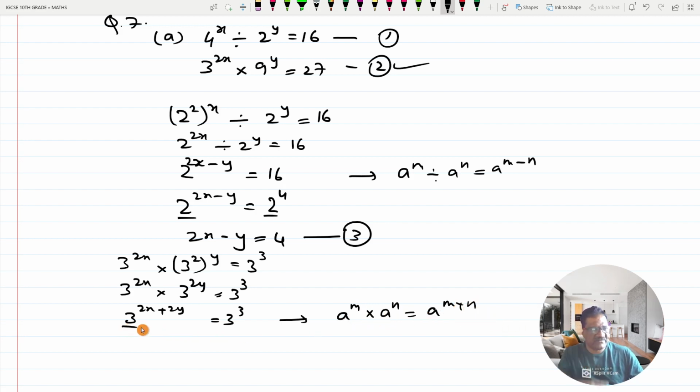Now you can see here the bases are the same, so I can equate the powers and write 2x plus 2y equal to 3. And this happens to be my equation number 4.